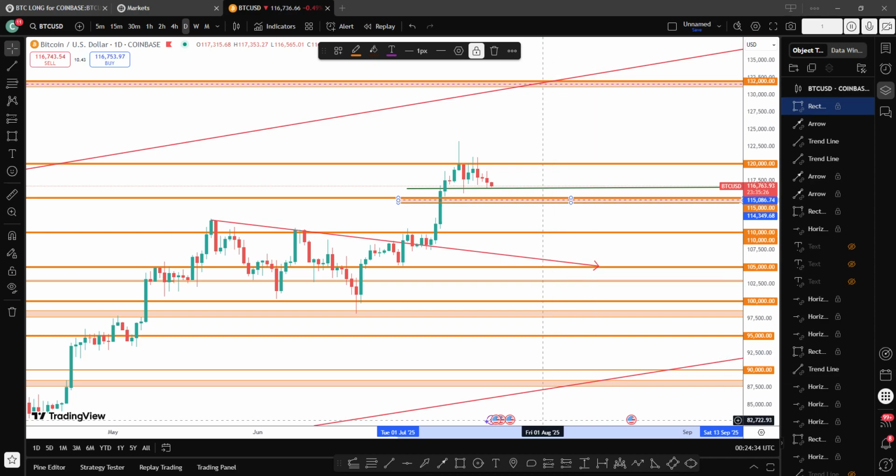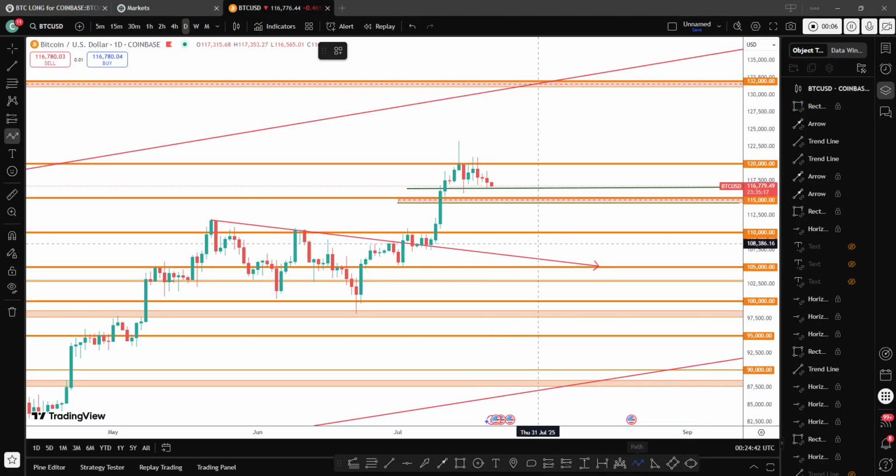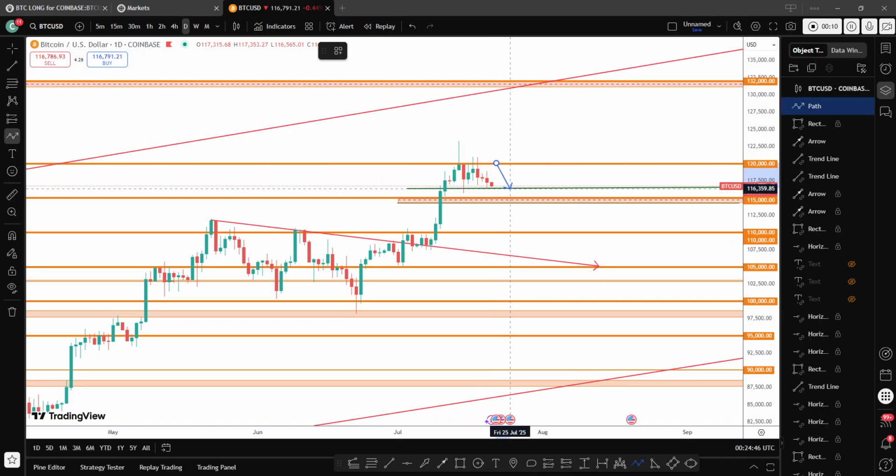We're favoring more of selling to this region. That means we are expecting price to come into this zone. First, it will come here. We have a reaction into here, into this area. Then we might have a sell down here. We will have a sell down to this region.